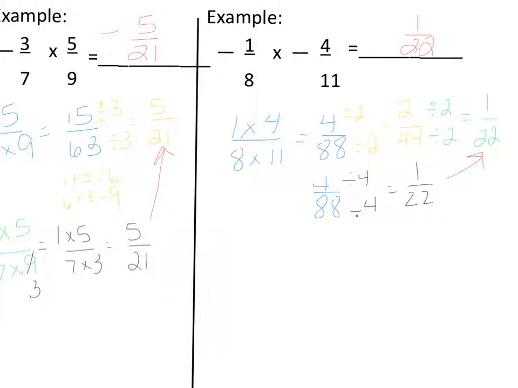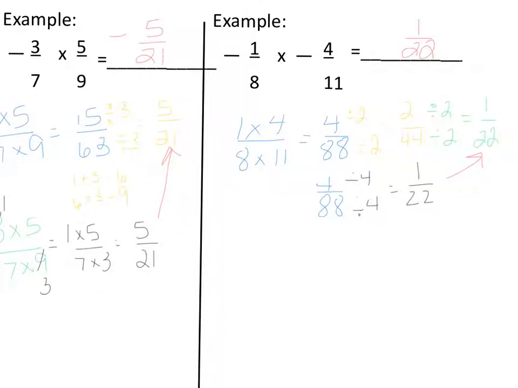But also note what 2 times 2 is. 2 times 2 is 4. Now, if we were to try it the other way and do the cross simplifying, we still start with our 1 times 4 and our 8 times 11, and we can say that 4 and 8, I know 4 goes into 4 one time and 4 goes into 8 twice, so we're left with 1 times 1 over 2 times 11, and that 1 times 1 is 1 and 2 times 11 is 22.